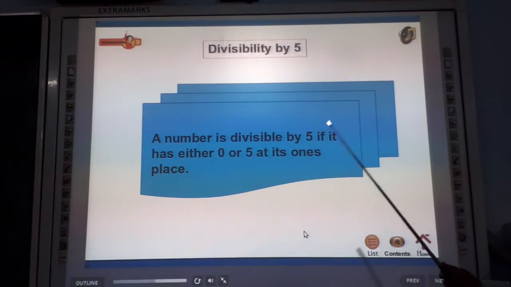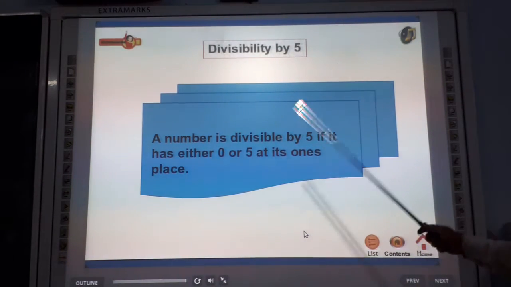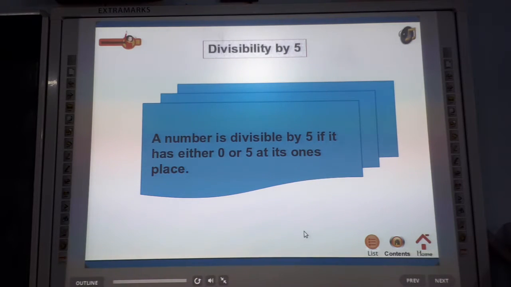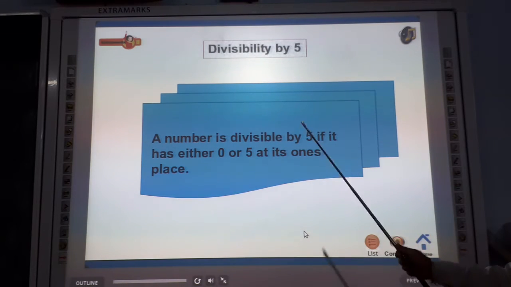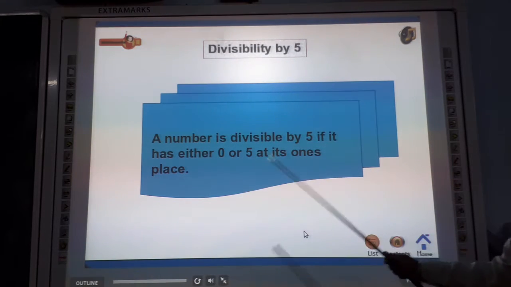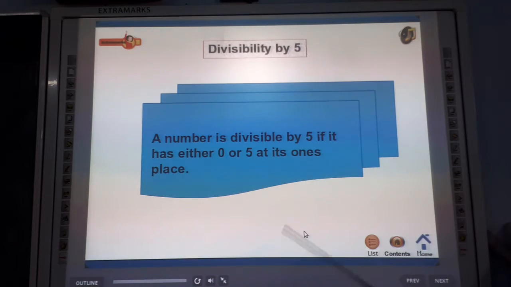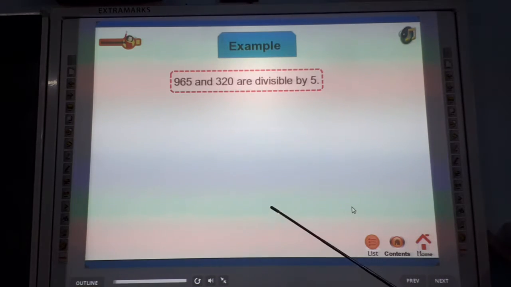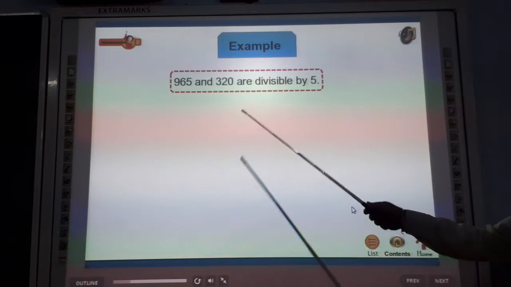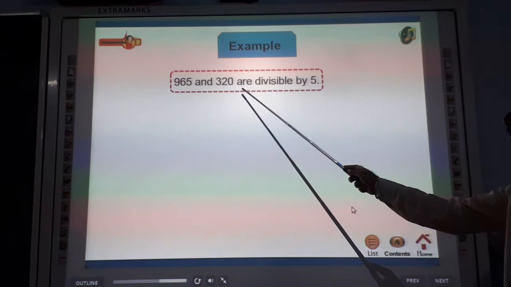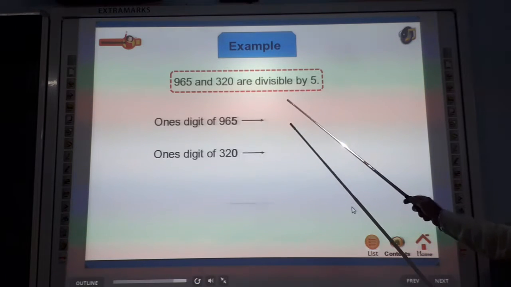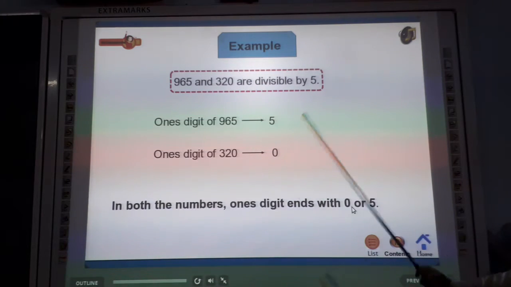Come to the next divisibility rule, that is by 5. A number is divisible by 5 if the unit place digit, meaning the ending digit, the last digit, is either 0 or 5. Let us see some examples. 965, unit place is 5, divisible by 5. 320, unit place digit is 0, so it is divisible by 5 again.